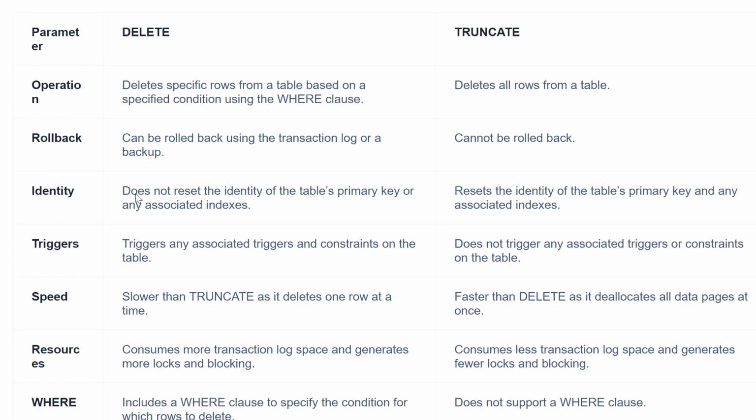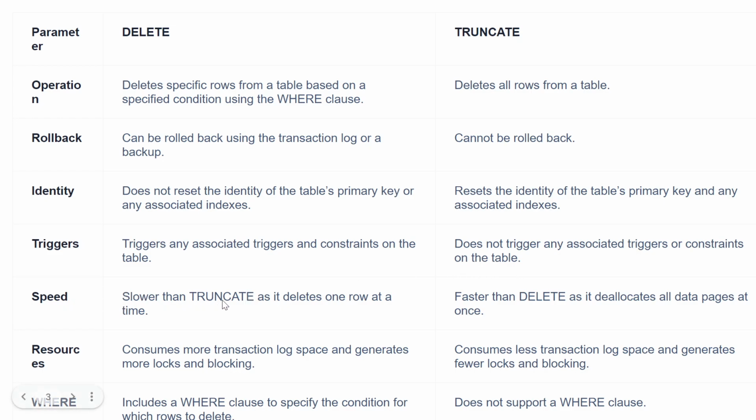Then identity. Delete does not reset the identity of the table primary key or any associated indexes, whereas truncate reset कर देता है identity of the table primary key and the associated indexes. In delete, it triggers any associated triggers and constraints on the table, whereas truncate does not trigger any associated triggers or constraints on the table.